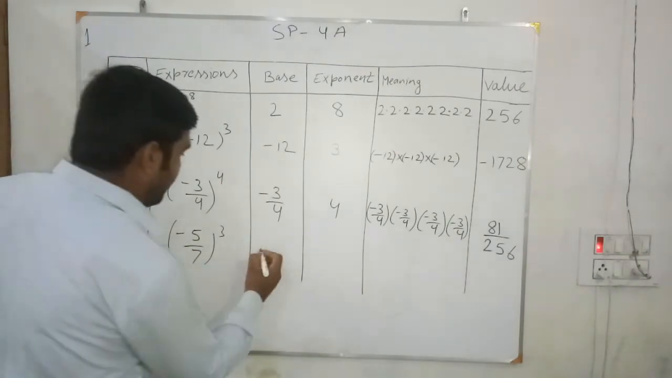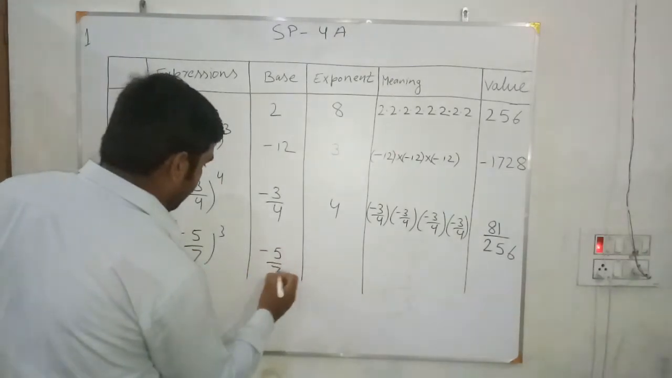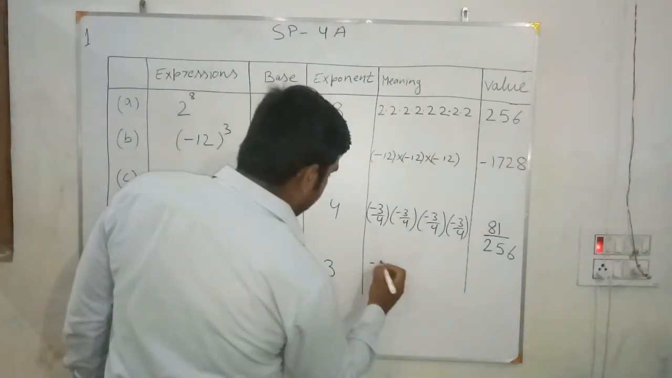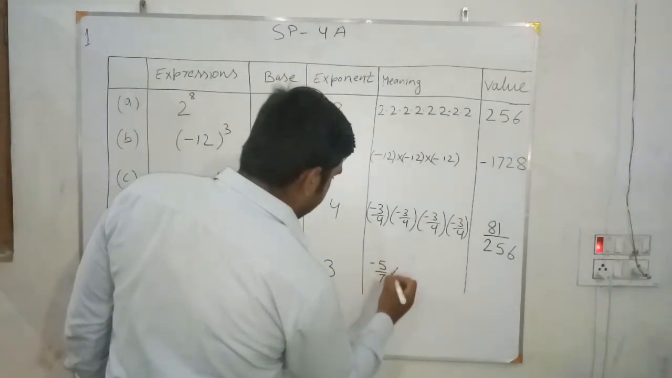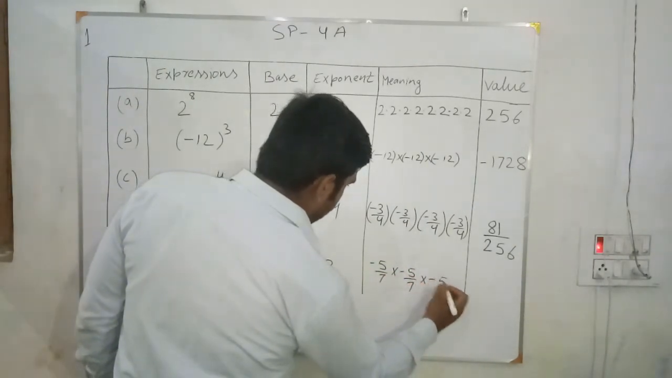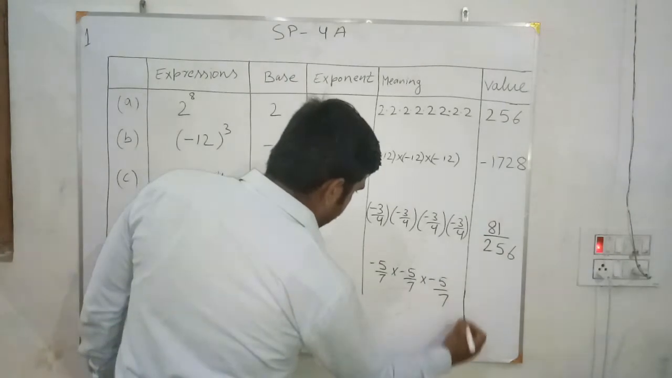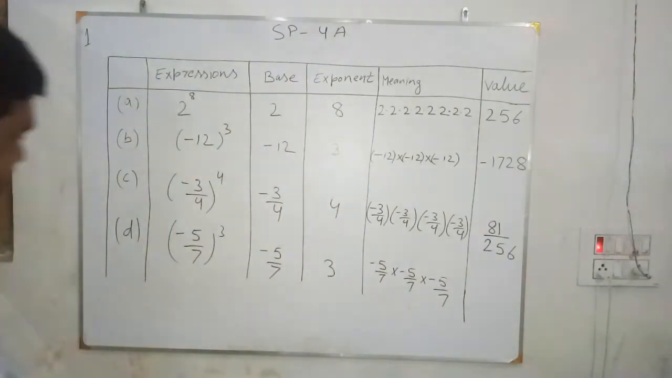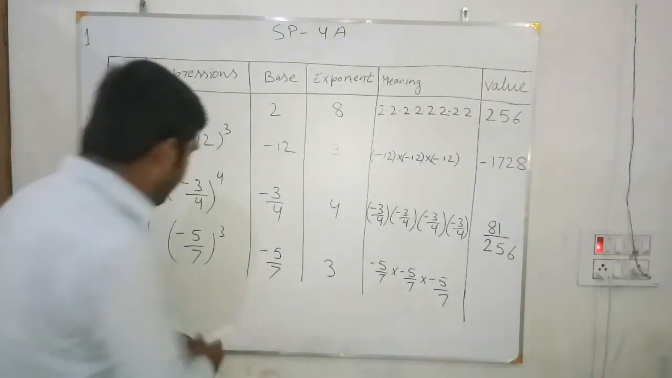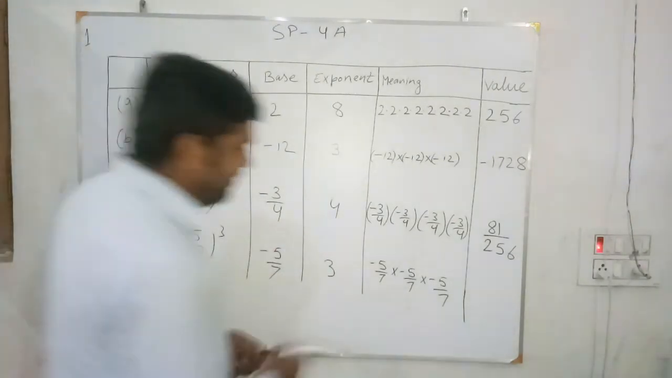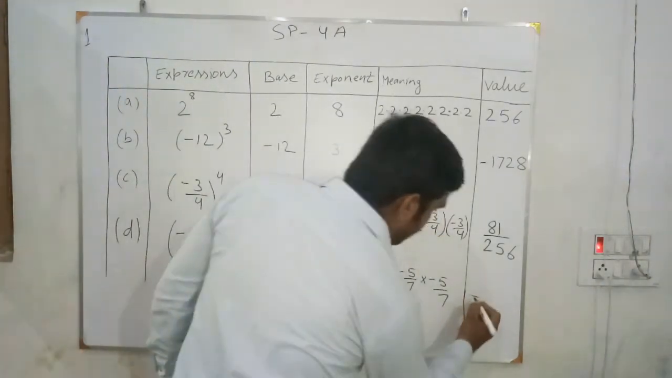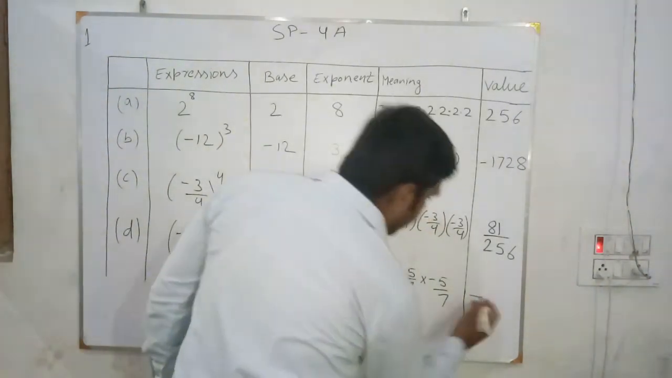Now here the base is minus 5 by 7 and the exponent is 3, meaning multiply minus 5 by 7 three times. Multiply the base by itself 3 times. So what will the value be? The base is negative and the power is odd, so the value will be negative. Minus times minus is plus, again plus times minus is minus. So the result is negative.